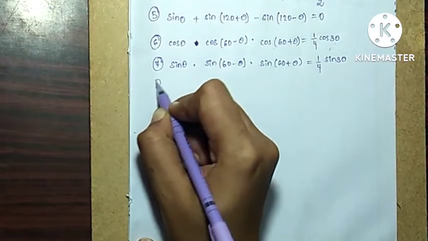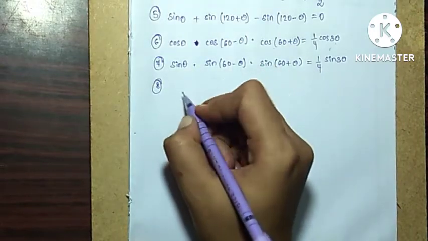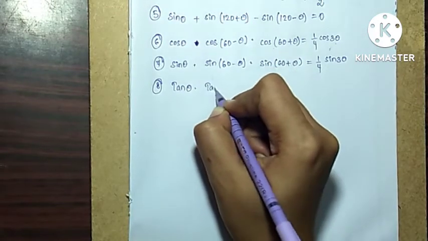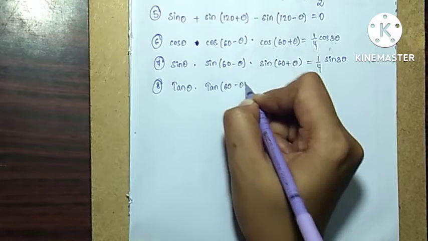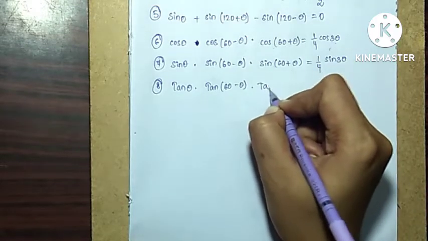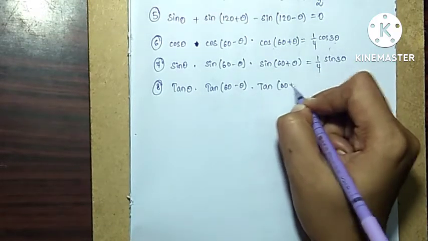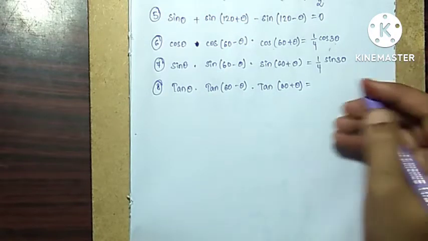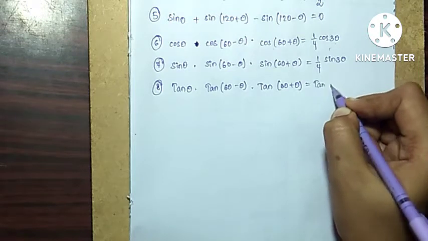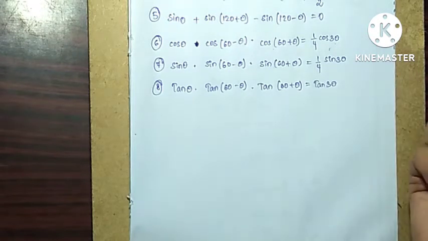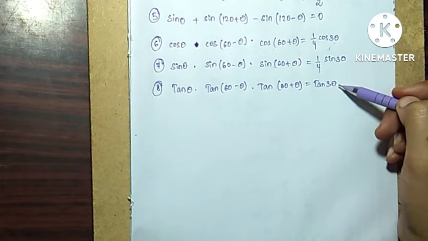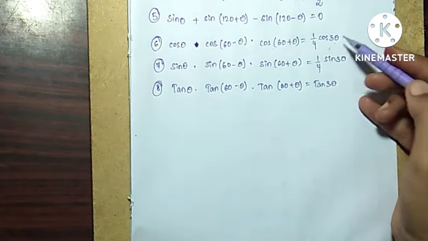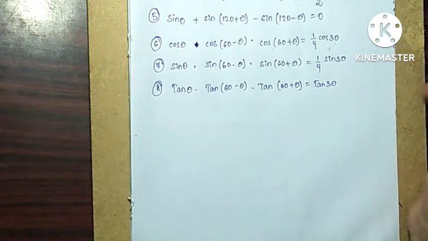Now the 8th formula, which is very important, is tan theta into tan(60 - theta) into tan(60 + theta). Here we won't write 1/4. Directly we write tan 3 theta. That's it. We will not write 1/4 in this tan form. We write 1/4 only in the cos and sine forms.